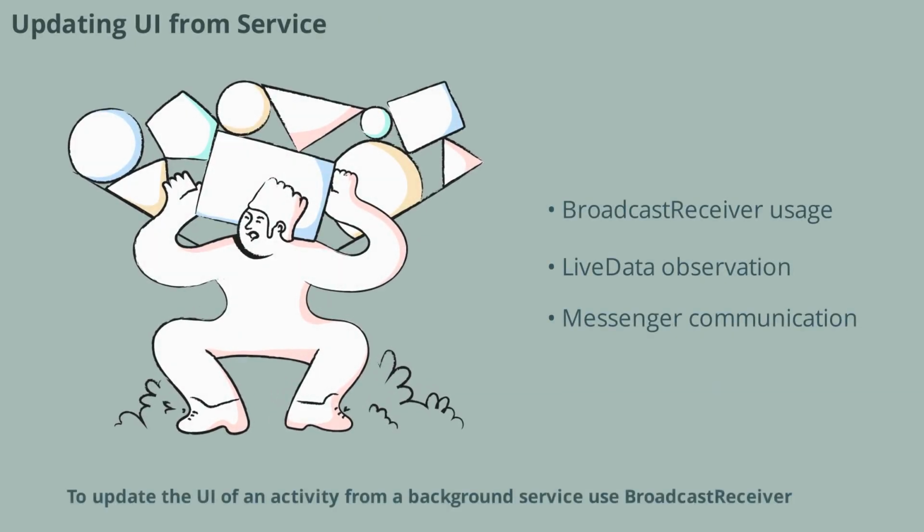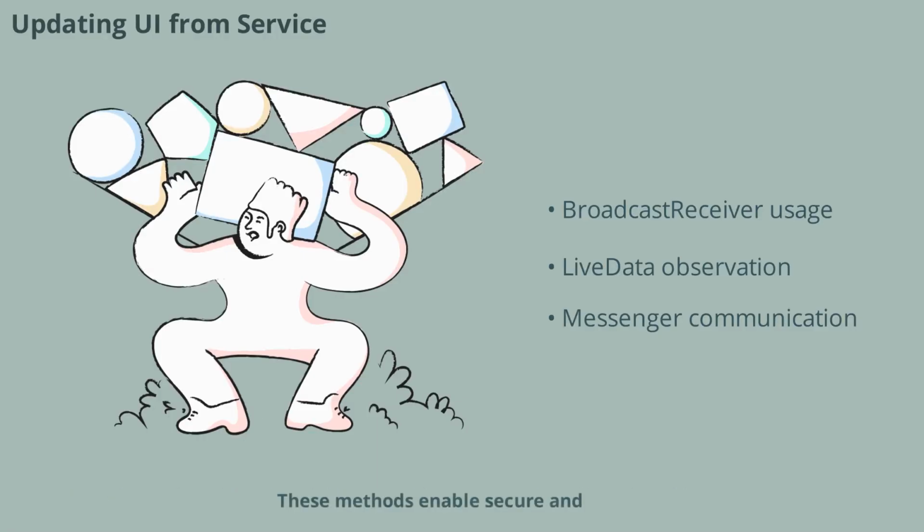To update the UI of an activity from a background service, use Broadcast Receiver, Shared ViewModel with LiveData, Messenger, or Local Broadcast Manager. These methods enable secure and efficient communication between services and activities, ensuring UI updates reflect background changes.